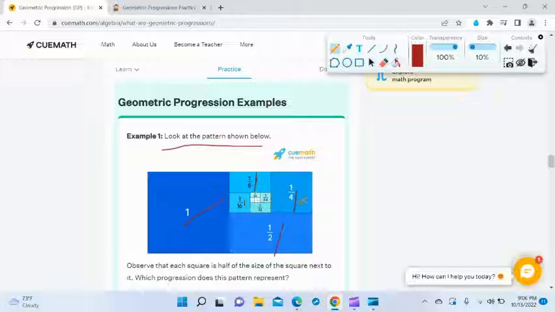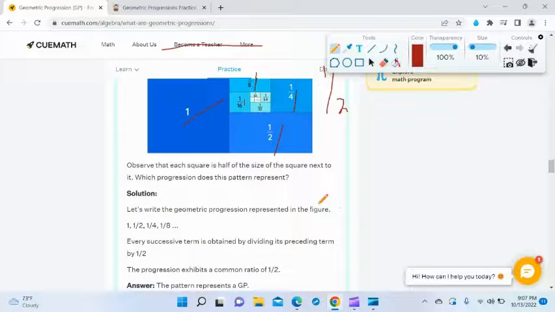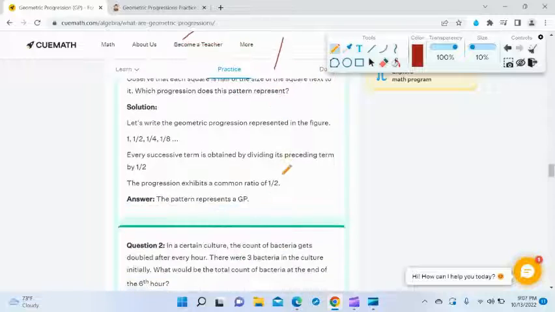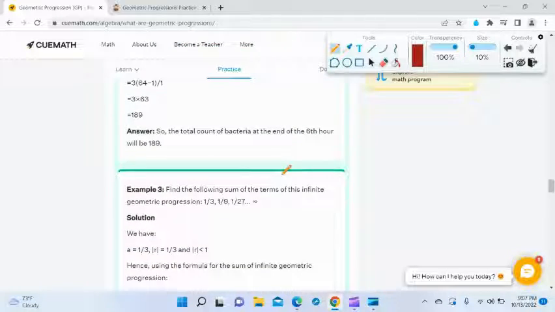In the same way, we can see that the ratio of every previous and next number is 1 by 2, which means there is a common ratio between all the numbers, which is 1 by 2, which means it is a geometric progression. So we understood what the geometric progression is.